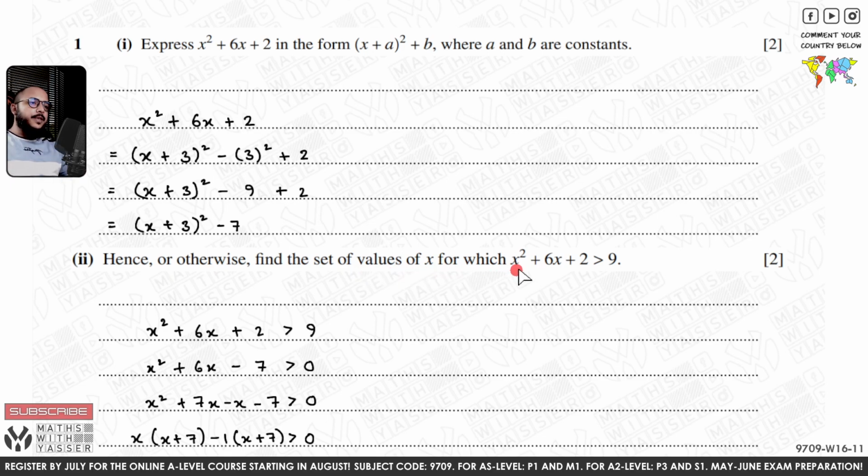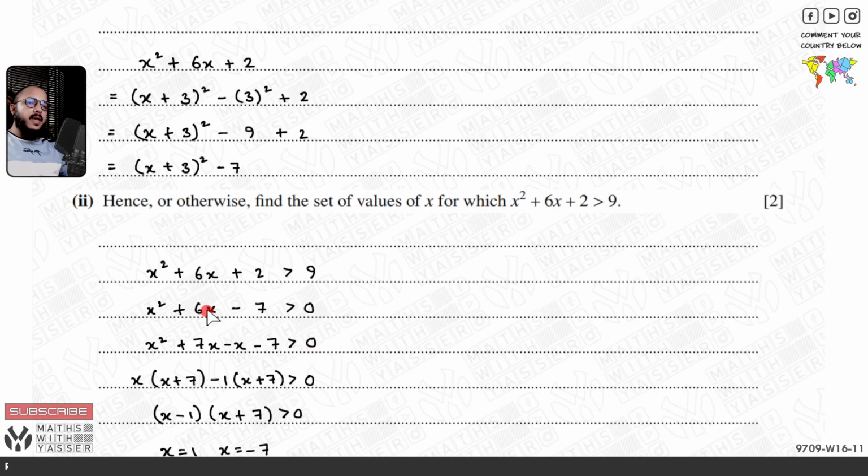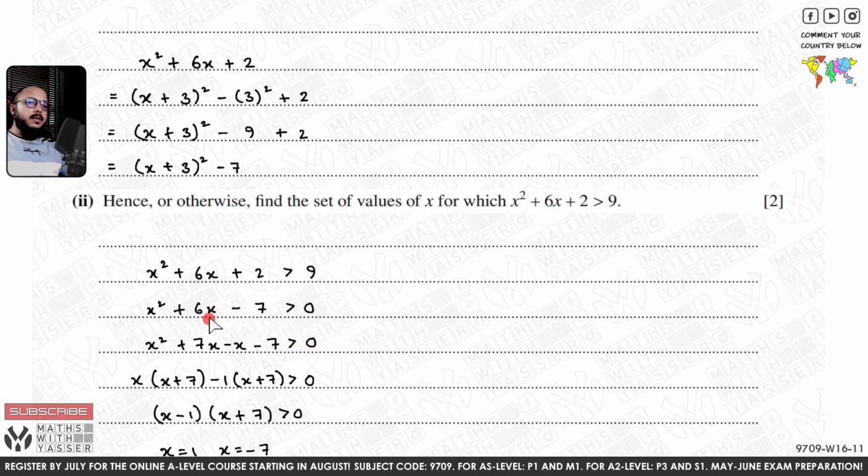In the second part of the question, it says, hence or otherwise, find the set of values of x for which x squared plus 6x plus 2 is greater than 9. So what we can do, we can also think of x squared plus 6x plus 2 greater than 9, which is x squared plus 6x minus 7 greater than 0. So x squared plus 7x minus x minus 7 greater than 0. So we have done the middle term break.